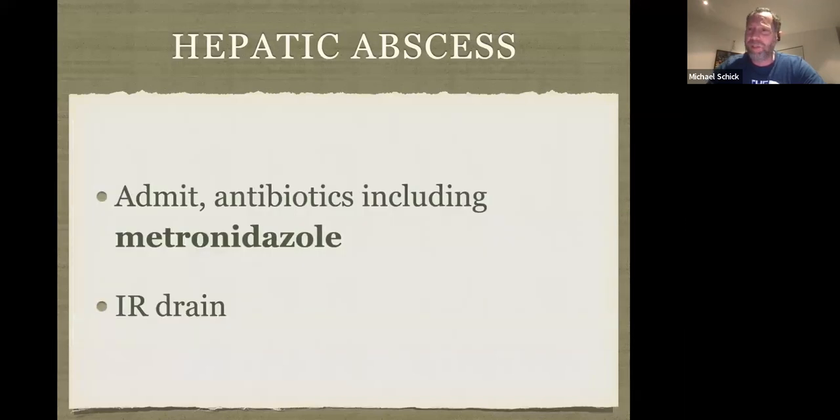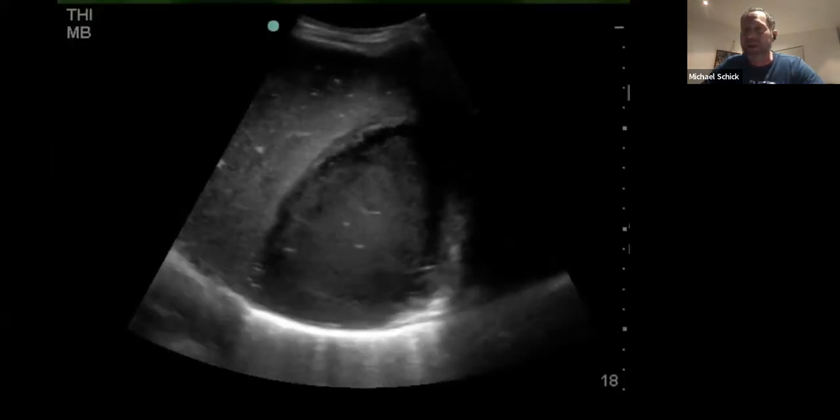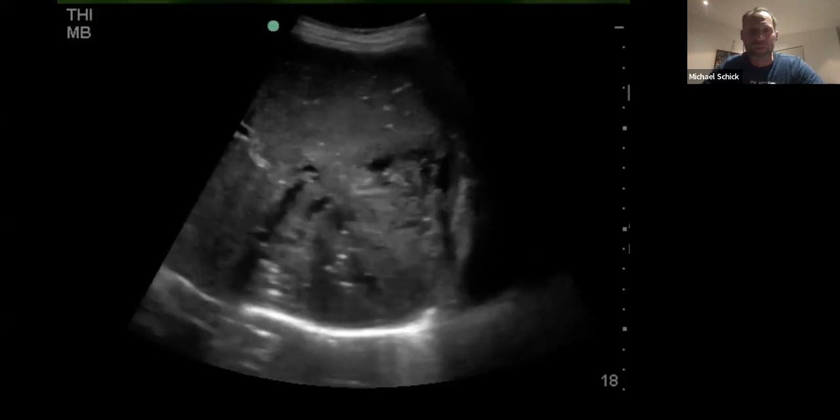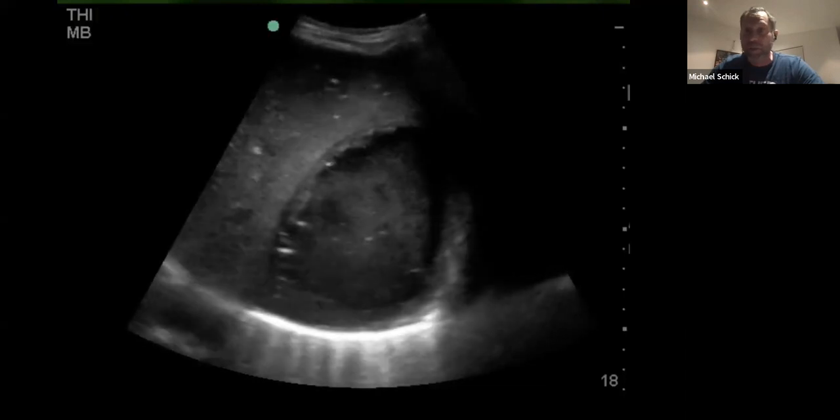And so the patient, before we confirmed the diagnosis, was started on antibiotics, which included metronidazole, which would be the most important antibiotic for an amoebic abscess, and then went on to get interventional radiology drainage. And this is just another patient. This one's from Africa, where they had a liver abscess as well, or amoebic abscess here.